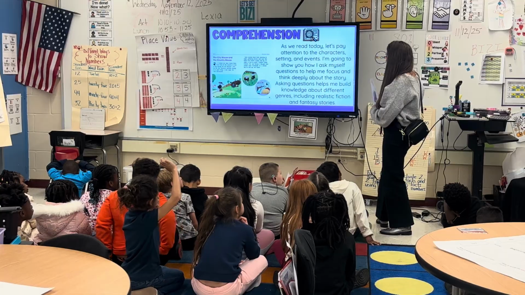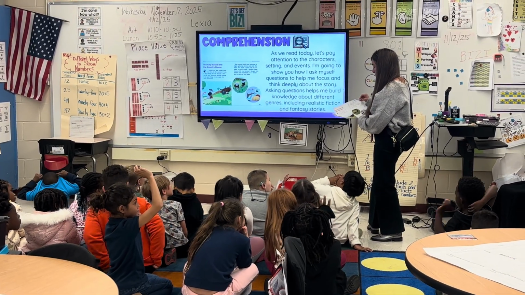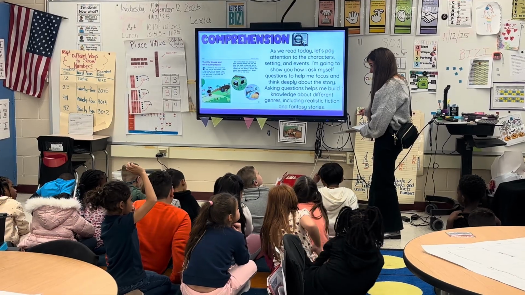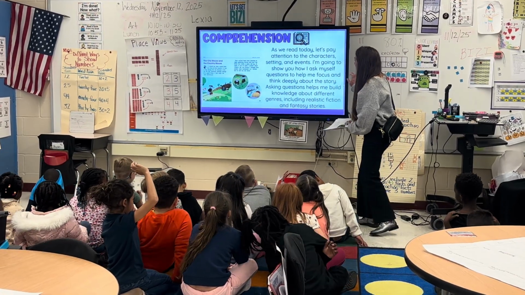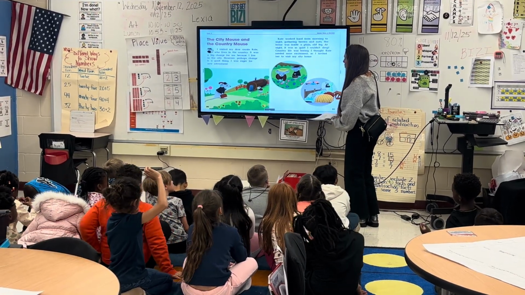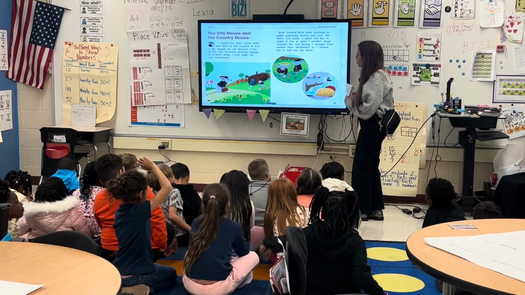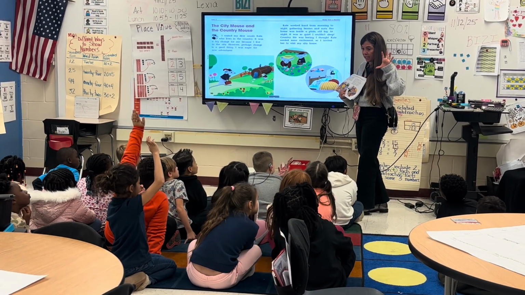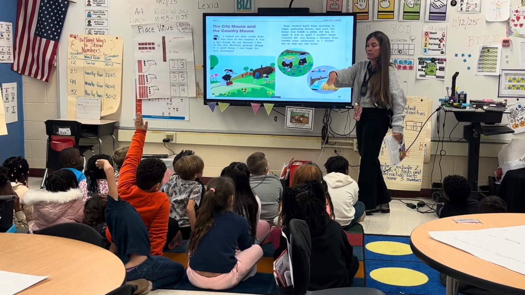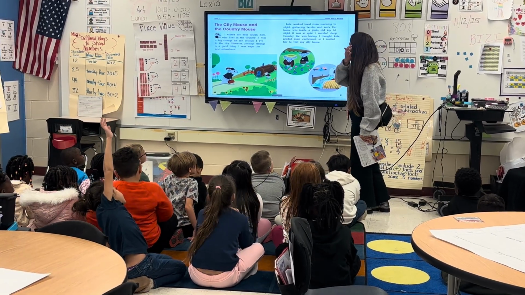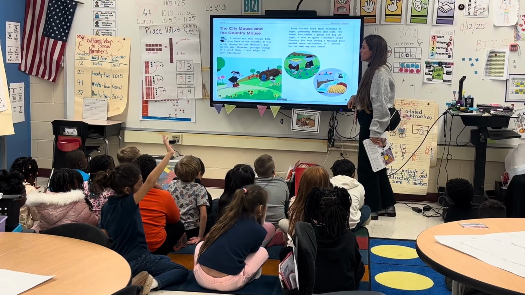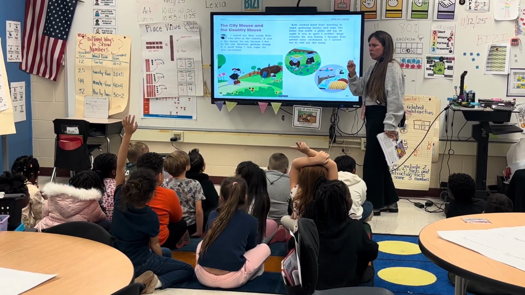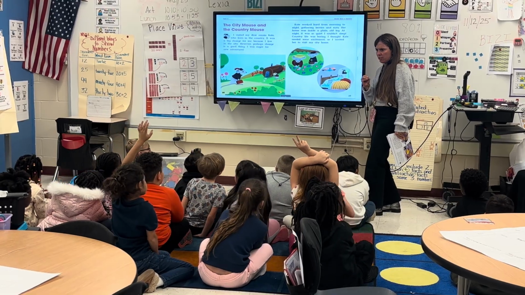And we're going to be thinking about different things that deal with the characters, the setting, and the events that are going on in the story. So I'm going to give you a copy of this after we read it together, so when you do the activity, you'll have it to read at your desk. All right, this is called The City Mouse and the Country Mouse. So our focus today for day one is going to really look at the characters.